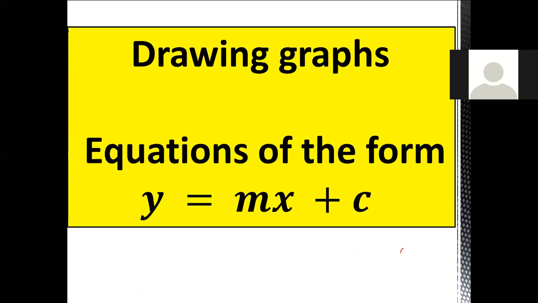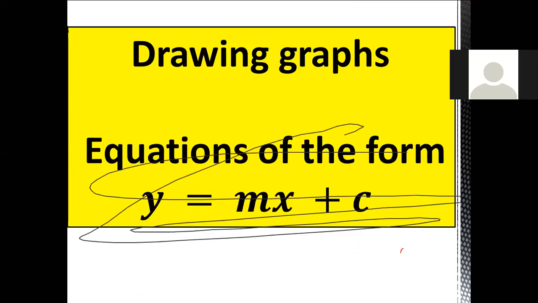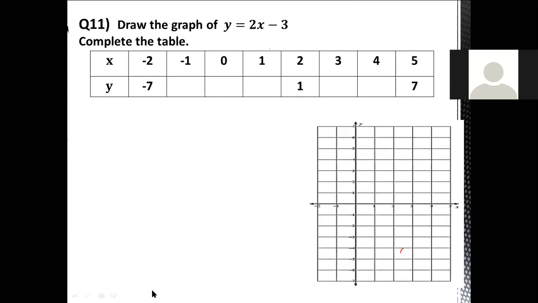Okay, we have this part. Drawing equations of the form y equals mx plus c. Let's go by the first examples. How can we draw an equation? As I told you, this information is from grade 7. You took that, but we need to go further. Draw the graph of y equals 2x minus 3. First, we need to complete the table and then we draw the graph. How can we do that? How can we draw a graph? Who wants to help? More hands.